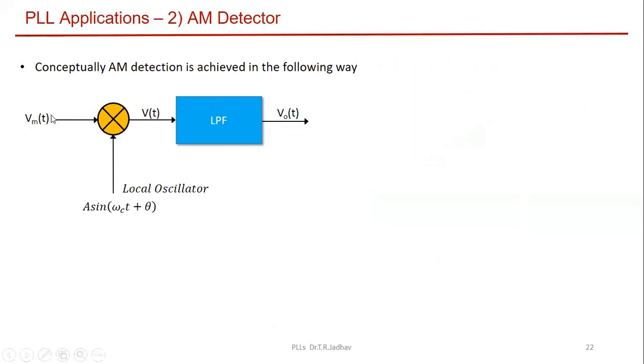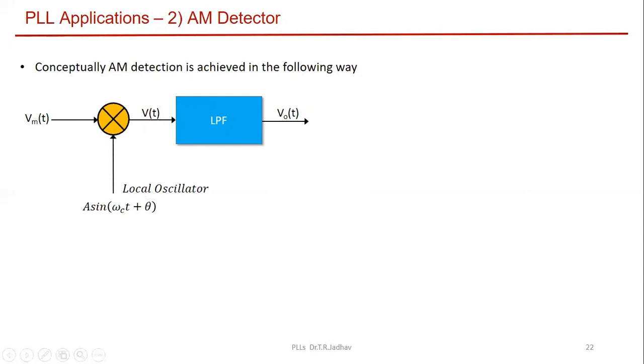This signal is an AM signal actually. So we give the AM signal here, and there is a local oscillator which also generates some signal. So there is an internal multiplier which does the multiplication, and then we have a low pass filter which actually demodulates the AM signal.